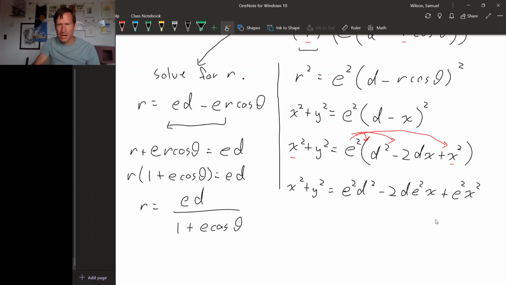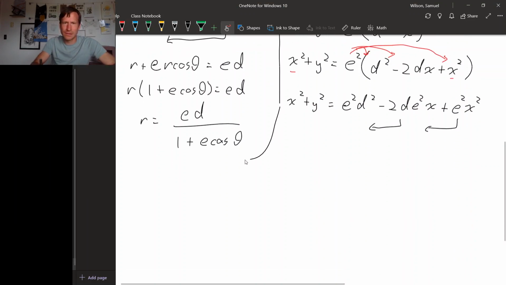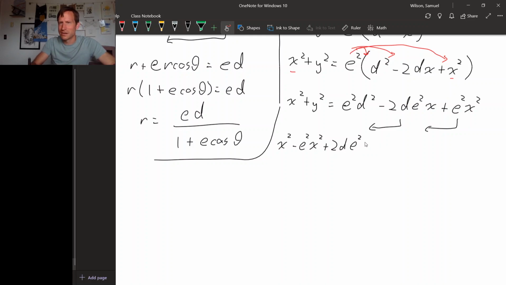Okay, now we can move the terms that have x in them to the left-hand side. We get the x squared that we had to begin with, minus e squared x squared, plus 2 times d times e squared x, plus y squared. So that's everything on the left-hand side. And then on the right-hand side, the only thing that's left over is e squared d squared.